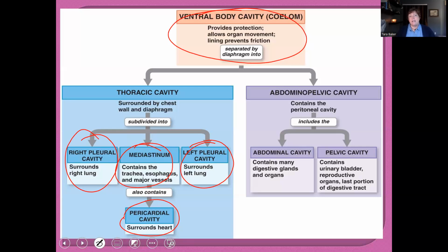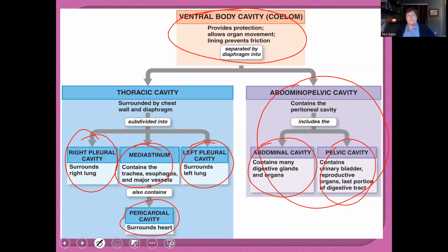So the pericardial cavity is just for your heart. The abdominal pelvic cavity is everything below your diaphragm down to your pelvic bones. And it's also separated into two other baggies. The top baggie, the superior baggie, is your abdominal cavity, and it contains most of your digestive organs.